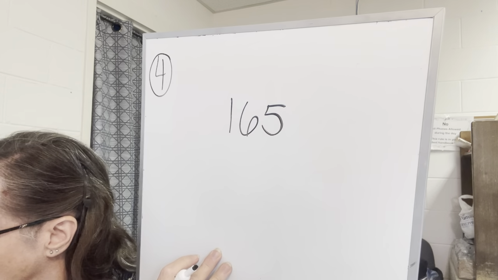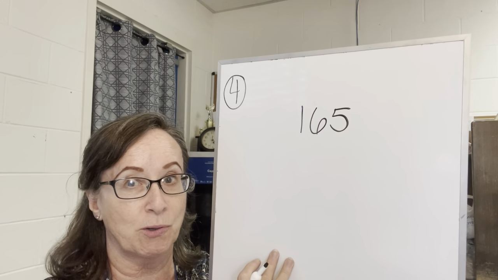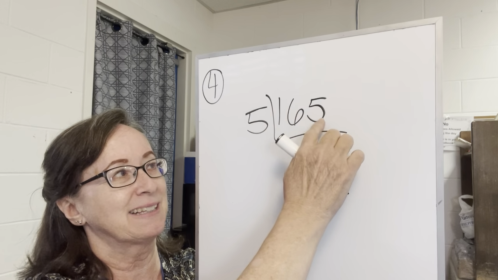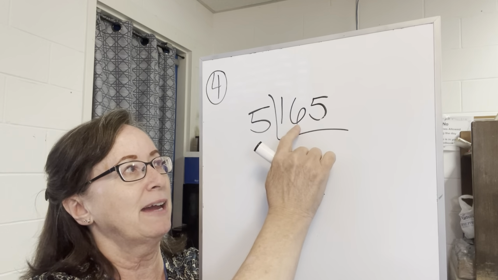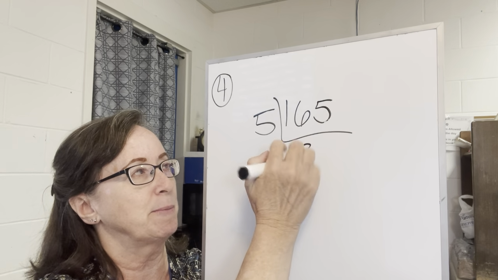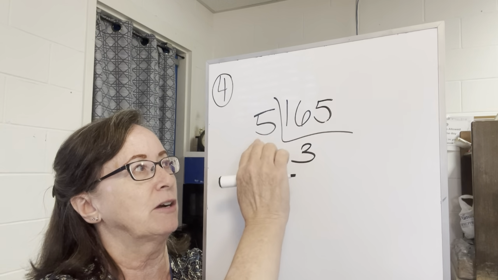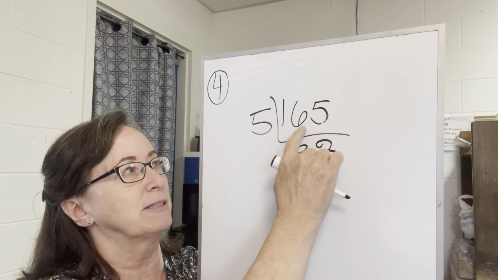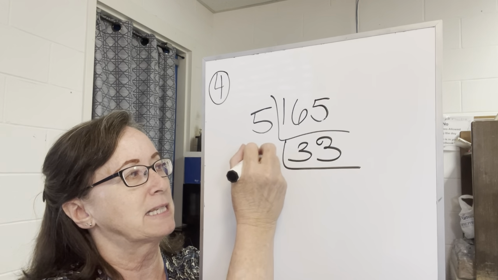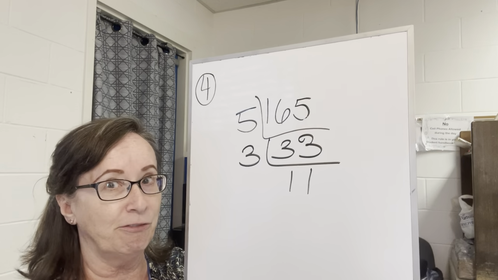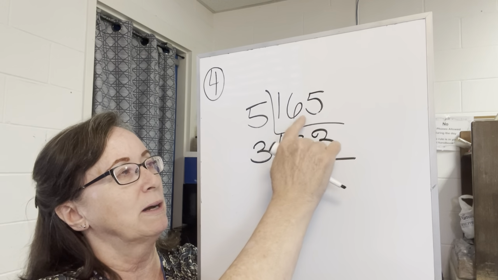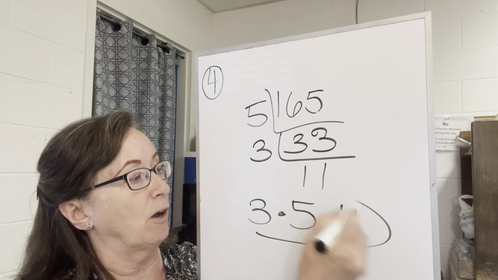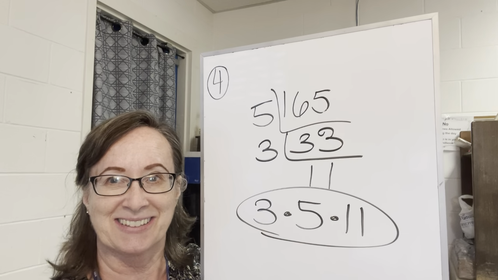165 is number 4. We're dividing 165 by prime numbers to find its prime factorization. I'm going to start and divide by 5 because I know it has a 5 in it. So 5 goes into 16 3 times with 1, 5, 15 left over. 5 goes into 15 3 times. So 33 times that 5 goes into 165, and 33 is divisible by 3 and 11. Therefore, the prime factors of 165 are 3 times 5 times 11, because I always write them smallest to greatest.